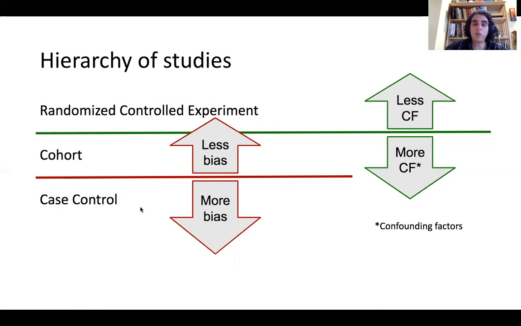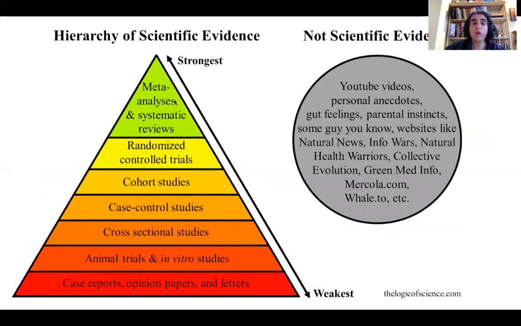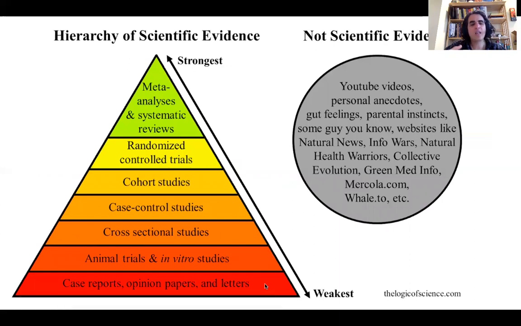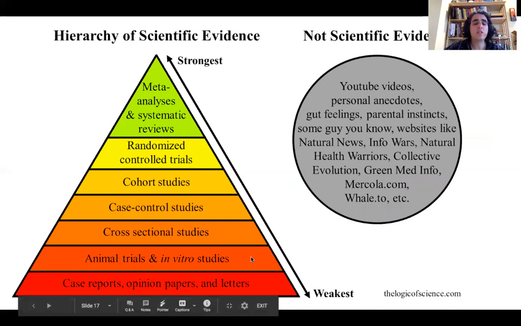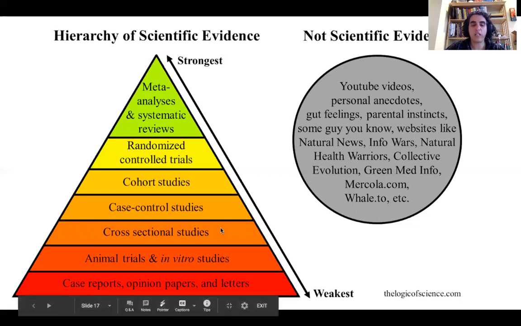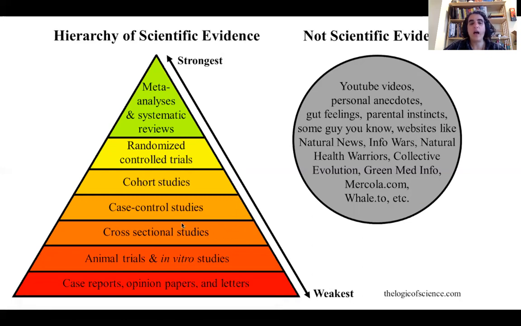Often people like to draw more complex pictures like this one, where they move from the least convincing evidence, case reports. This single person had this thing happen. Studies that aren't in people, like animal trials or laboratory tests in petri dishes, cross-sectional studies, slice in time, ecological studies would actually go in here. Above this, you start to get into the studies that people will really begin to find convincing, and you see this hierarchy we've been talking about.